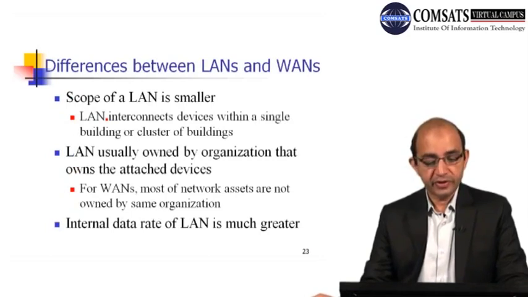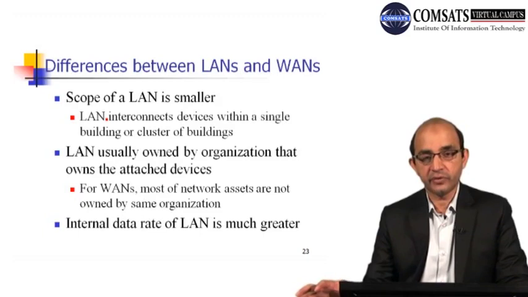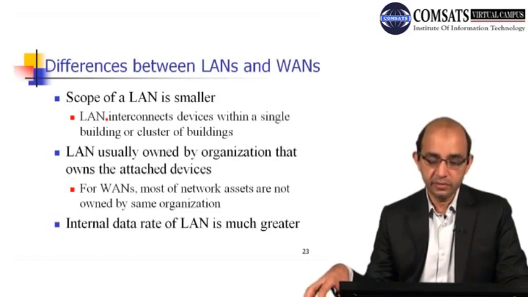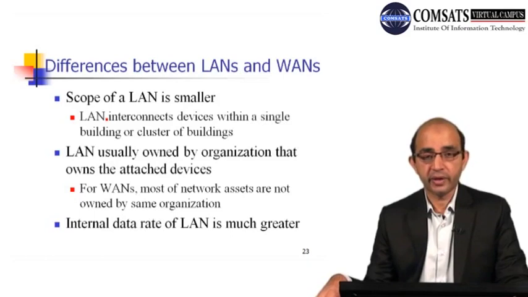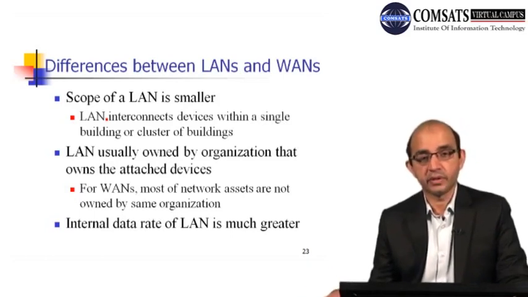And there are some of the differences. First, the scope of the LAN is smaller because we normally are focusing on a certain building, on a certain campus, or on a certain organization. But in case of WAN, our scope is a bit larger.